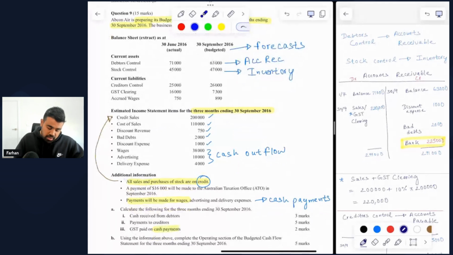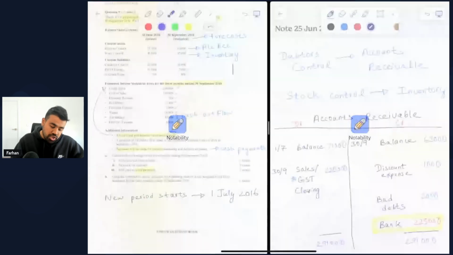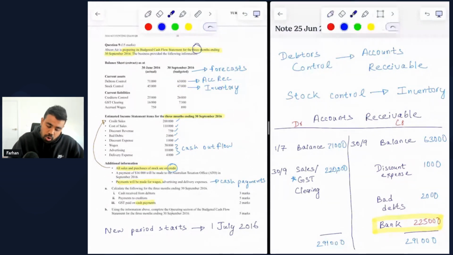Our first requirement is to calculate the following for the 3 months ending 30 September 2016: the cash received from debtors, the payments to creditors, and the GST paid on cash payments. Now, before we move further, I need you to understand something. Because this question came in 2016, some of the terminologies we used before were different. For example, debtors control, as you can see in the balance sheet extracts under current assets, is what we now refer to as accounts receivable.